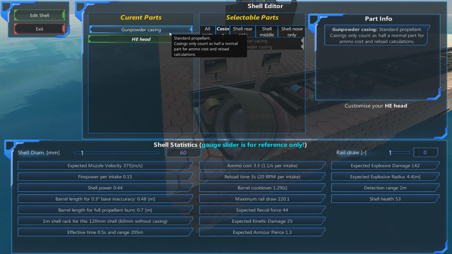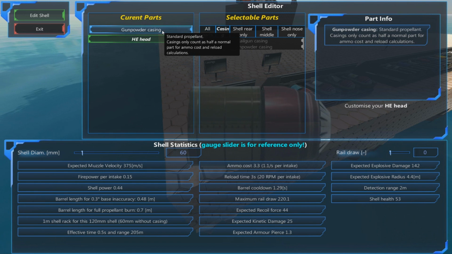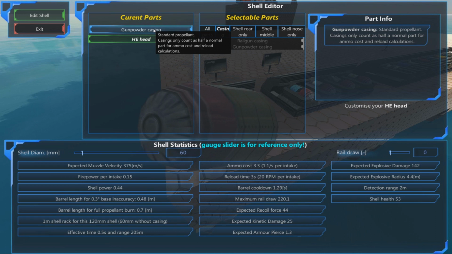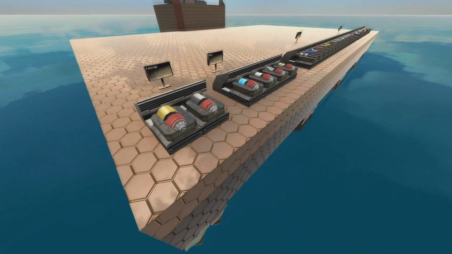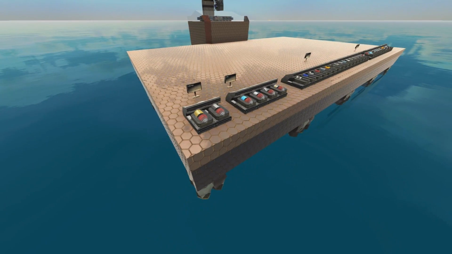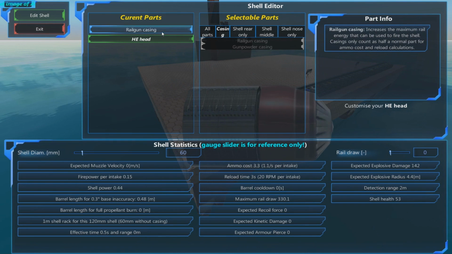And gunpowder casings, as far as I know, are the only thing that affect how quickly a gun cools, because this is, well, it's a hot thing. It's an explosion in a barrel, heats up the barrel, and you need to let it cool down a bit, or actively cool it. The contrast to that, let's turn the UI back on, is railgun casings.